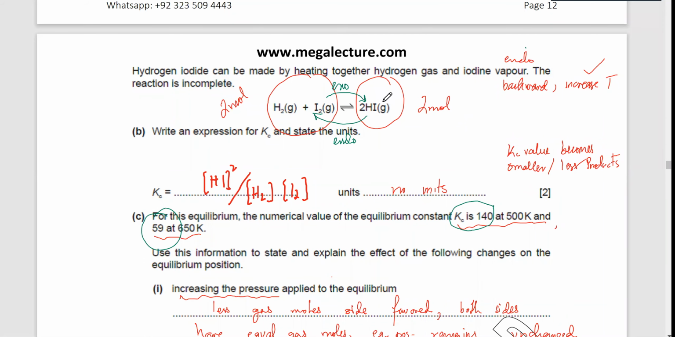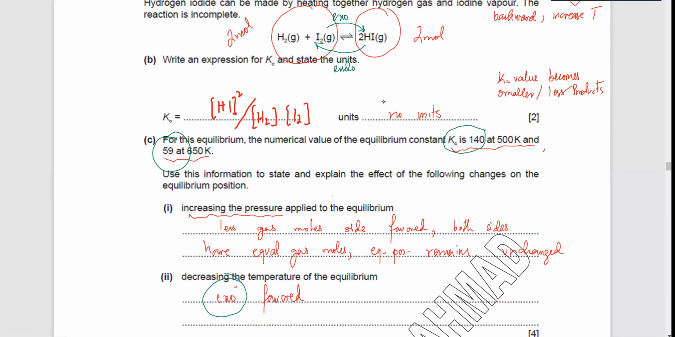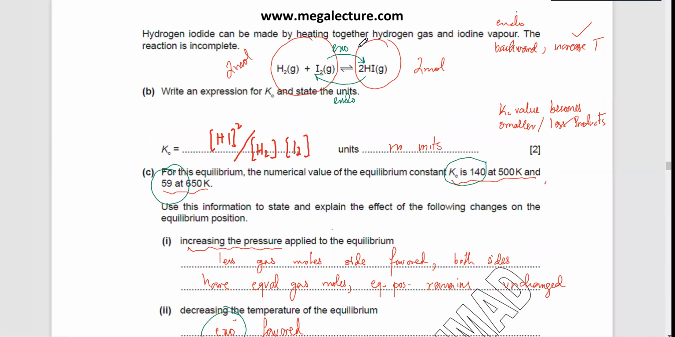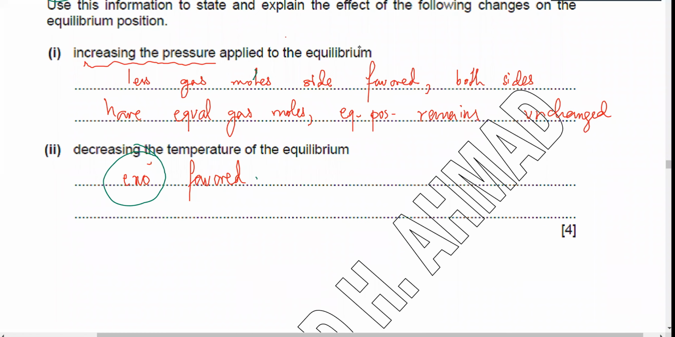Now we can go back and answer the question, which is if you decrease temperature, which reaction is favored? The exo reaction is favored. So if we go back and have a look, the exothermic reaction is the forward reaction. So forward reaction is favored.